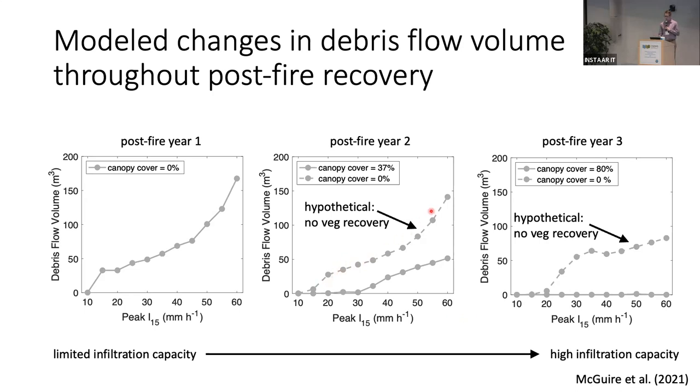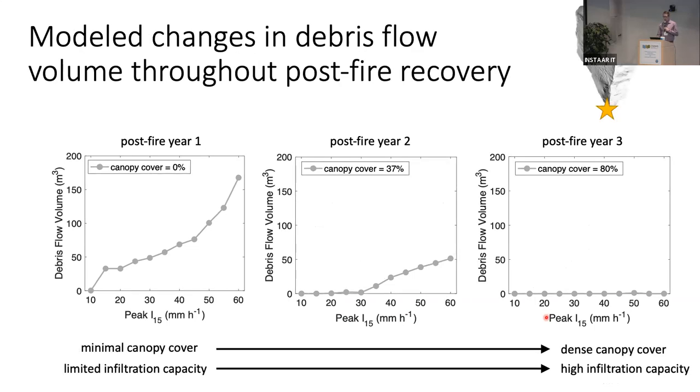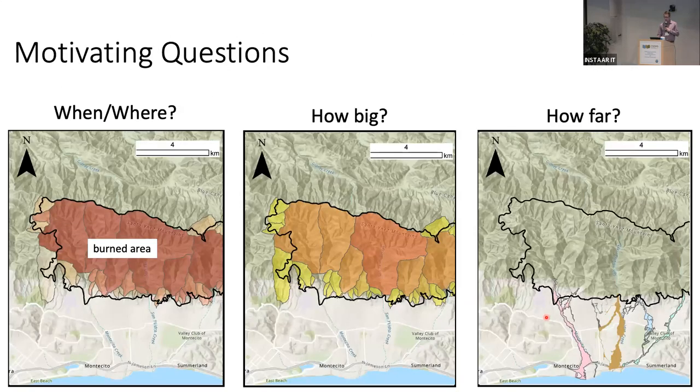And what you see here as a result of that is this dashed line, where in year two, if we don't allow any vegetation recovery, so maybe there's an extreme drought, for example, then you would still start seeing debris flows at fairly low recurrence interval rainstorms of 15 to 20 millimeters an hour. And in year three, you would still produce debris flows. So these landscapes, depending on what recovery trajectory they take, may remain more susceptible to debris flows through 2 or 3 years, but in the recovery trajectory that we observed, we did see that susceptibility decrease fairly rapidly.